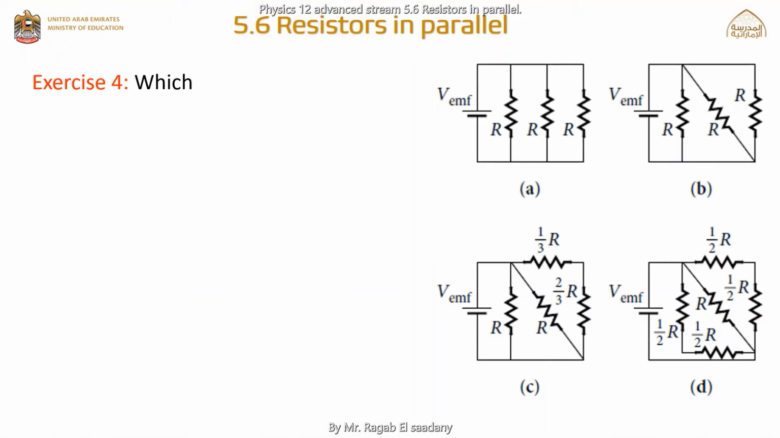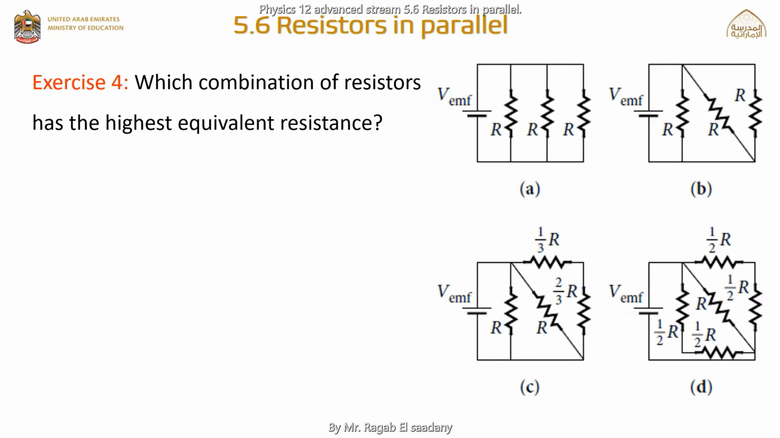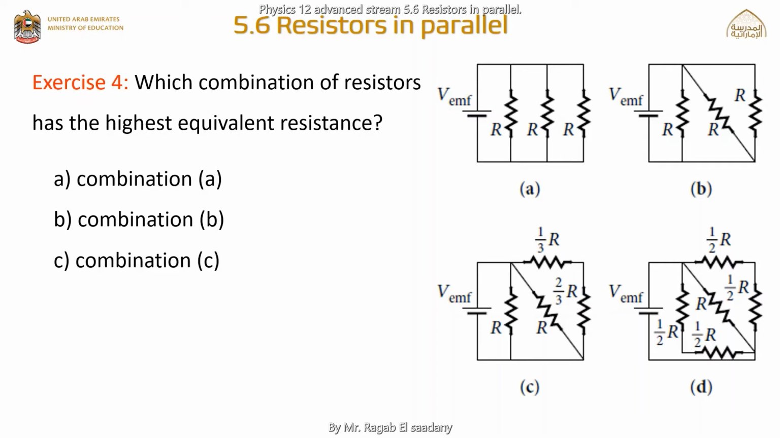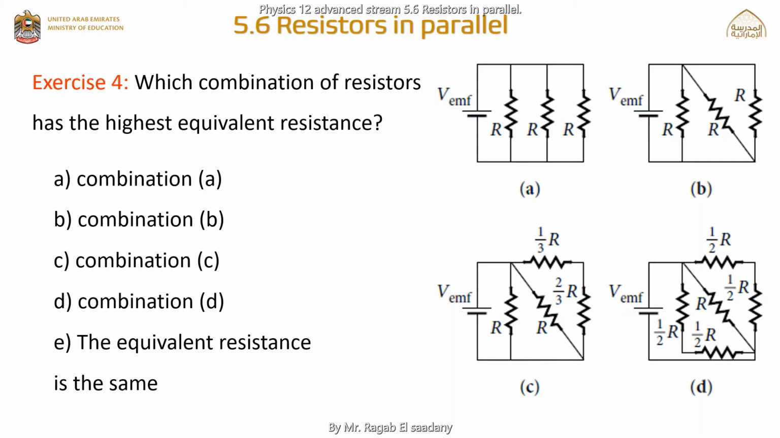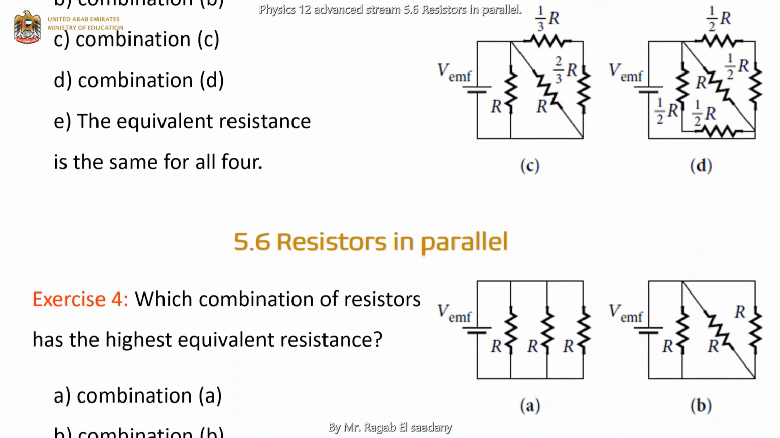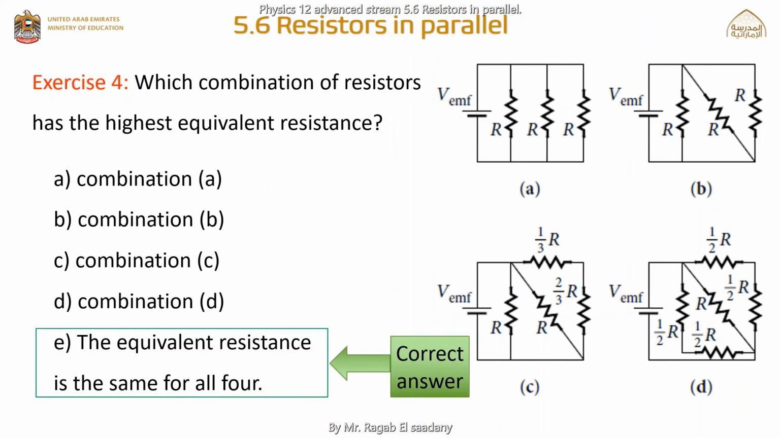Exercise 4. Which combination of resistors has the highest equivalent resistance? Combination A, combination B, combination C, combination D, or the equivalent resistance is the same for all four? Correct answer is the equivalent resistance is the same for all four.